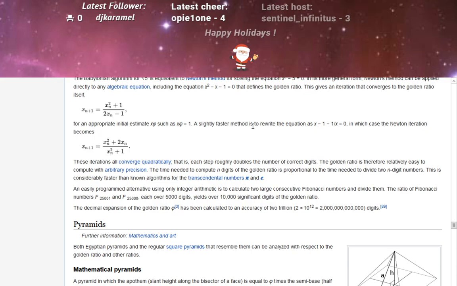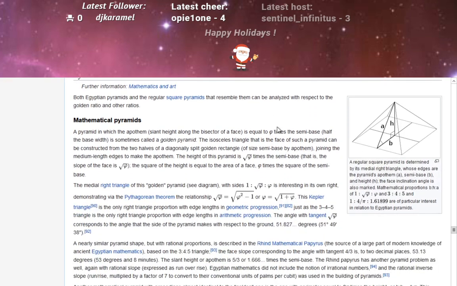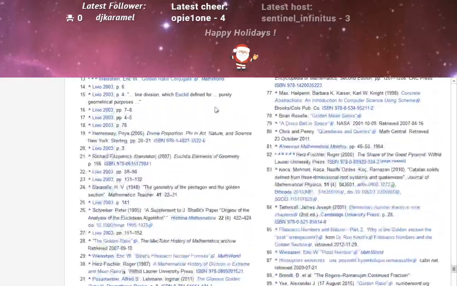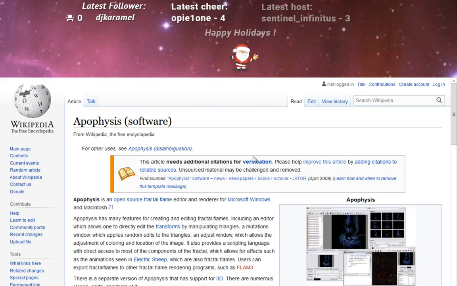The golden ratio has to do with the Great Pyramid, all that good stuff, which is interesting. What do we got here?